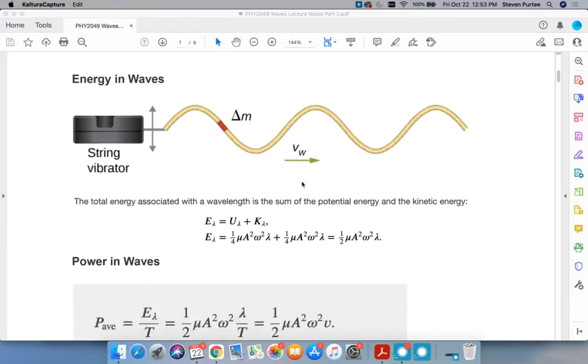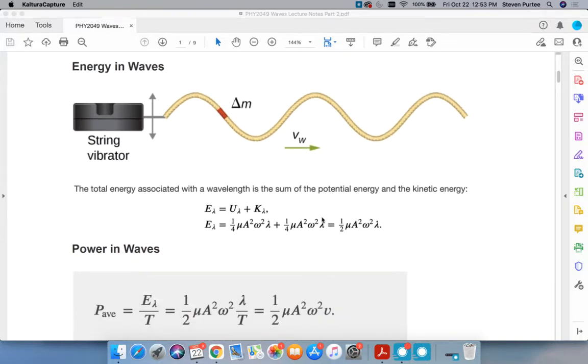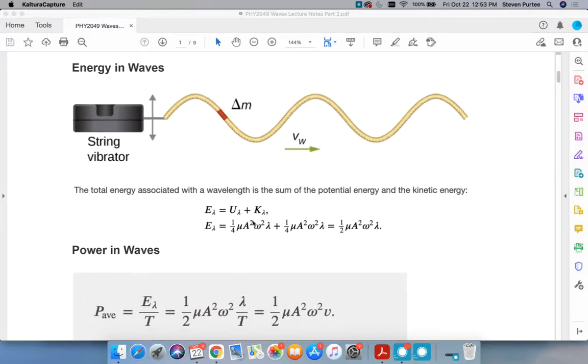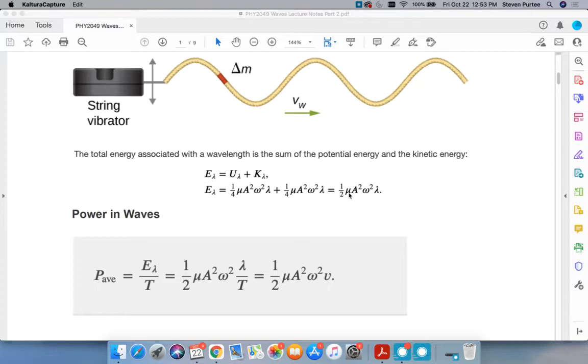How much energy is being moved? We could go through the entire derivation. It comes from here. We're not going to go through the derivation. Here's the answer. This is how much energy is transferred in a wave. So this is the energy of a wave on a string. It depends on the linear density, our angular speed, our wavelength, and our amplitude.